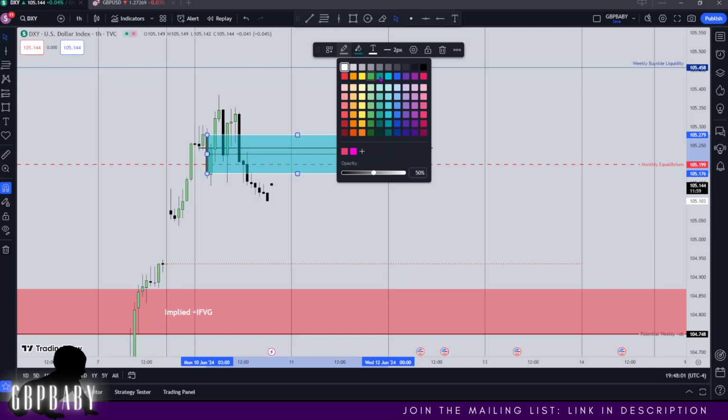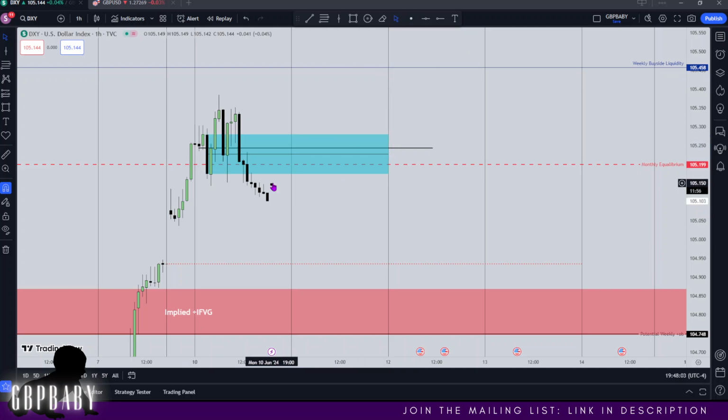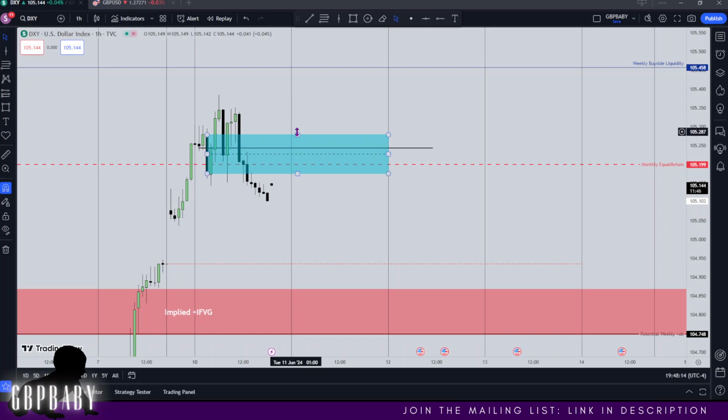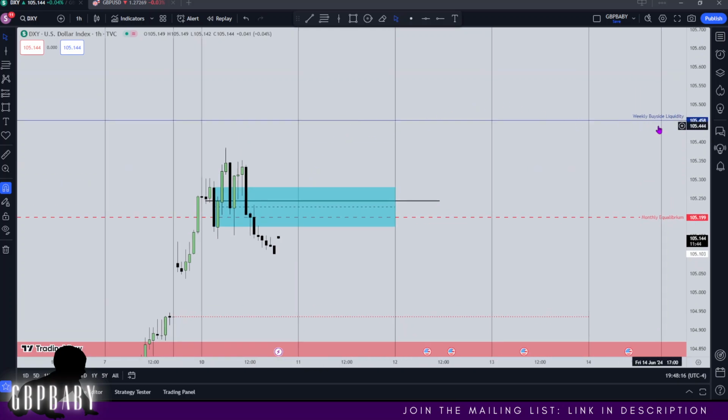So how can I be confident about this? Well, as price trades into this, I'd like to see price continue to ideally respect the 50% level and then just not take out the high, basically. So definitely paying close attention to that high. If that high gets violated, then this weekly buy side liquidity will probably get targeted.